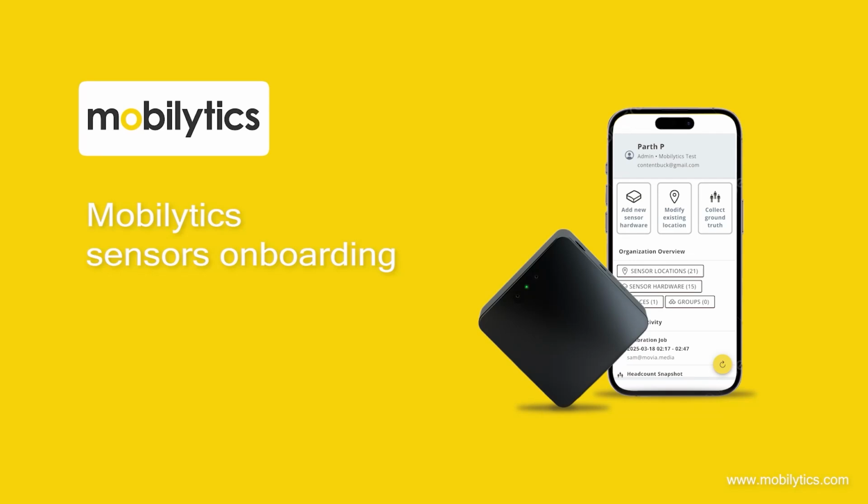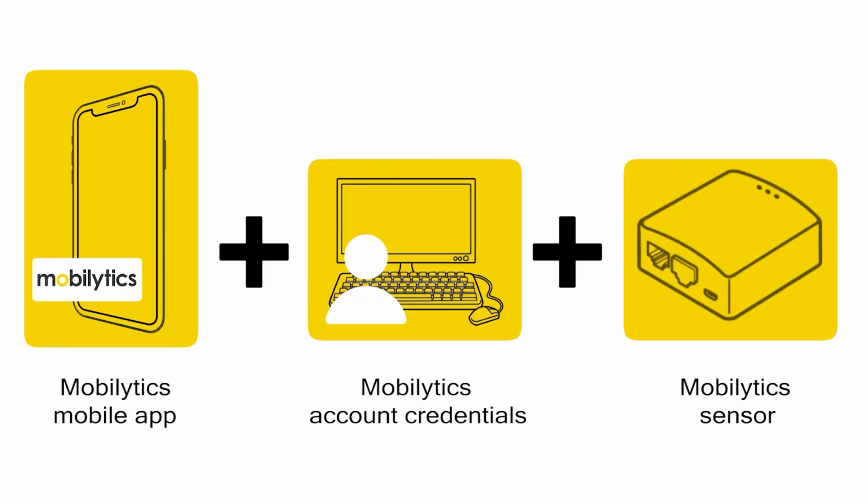In this video, we'll demonstrate the process for setup and onboarding Mobilytics sensors using the Mobilytics mobile app. You will need three things in order to begin. First, a mobile phone with the Mobilytics mobile app installed. Second, credentials as a Mobilytics installer, admin or super admin for your organization. Third, a Mobilytics sensor with USB power cable and power adapter.